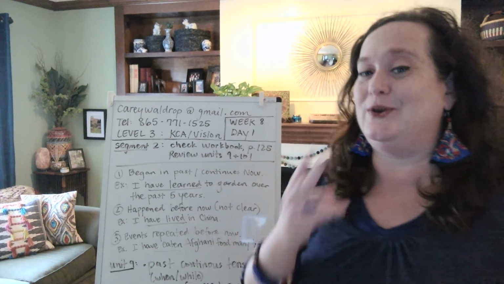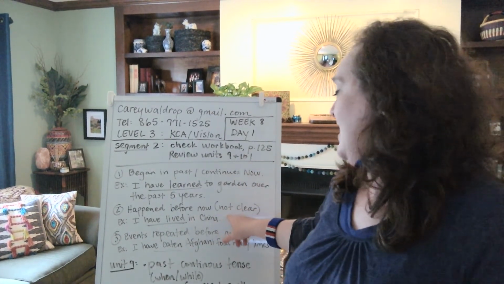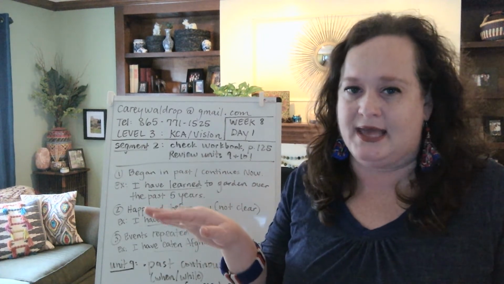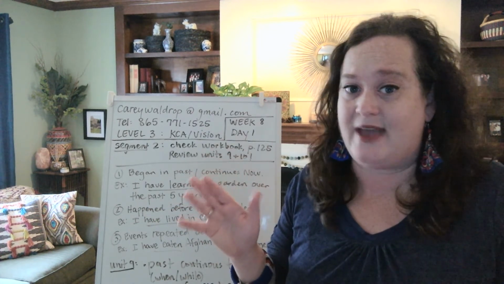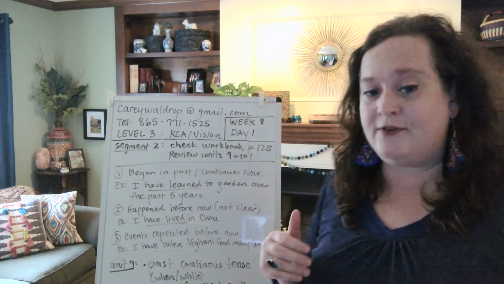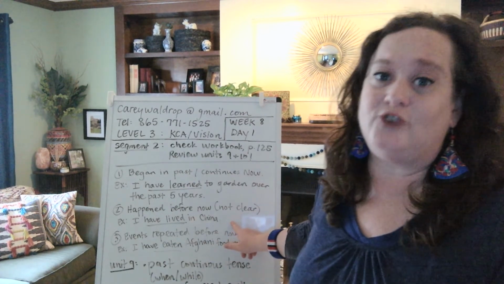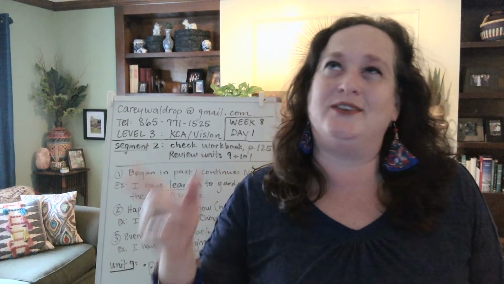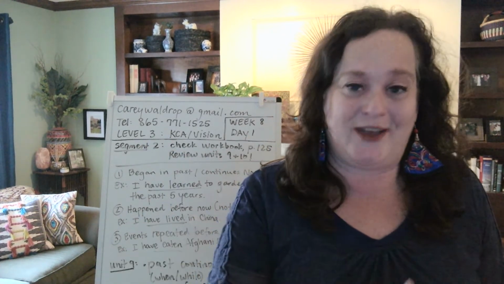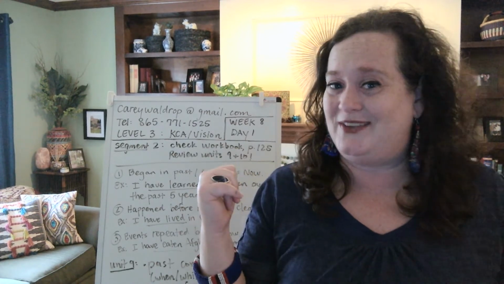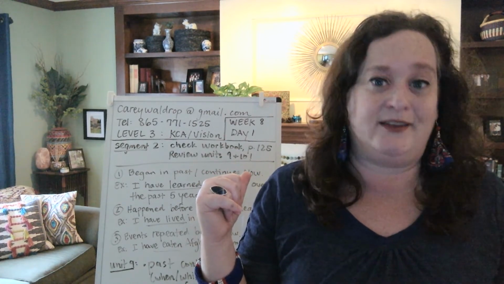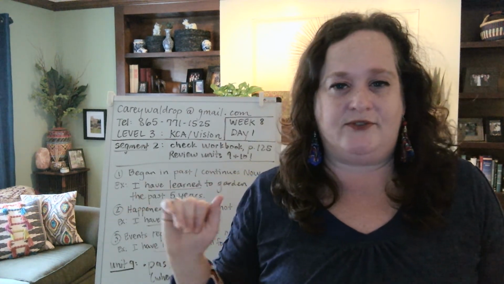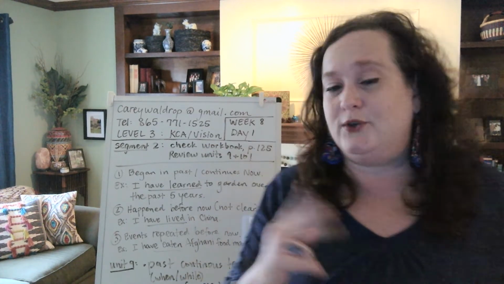The second use is an event that happened before now, but it's not clear when exactly this event happened. My example was, I have lived in China. In actuality, I lived there from 2006 to 2007, but I didn't tell you that in this sentence. I only told you I have lived in China. So it's general, it's not clear, it's vague. That's the second use of present perfect.